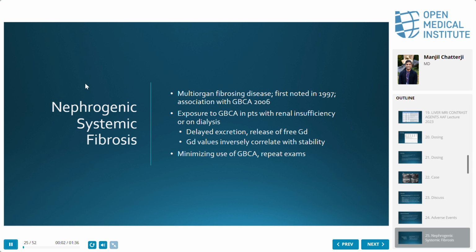So NSF, we talk about this all the time. It's a little bit of a yesteryear topic now, but it's very close to my heart because this all happened when I was in residency. It was first noted in 1997, and it was associated with gadolinium in 2006, when I was a third year resident. Just a year before that, if a patient had severe renal dysfunction, like the worst, and they needed to get a PE study, we used to give a triple or quadruple dose of gadolinium, like 40 or 50 or 60 cc's of gadolinium, and then do a CT.